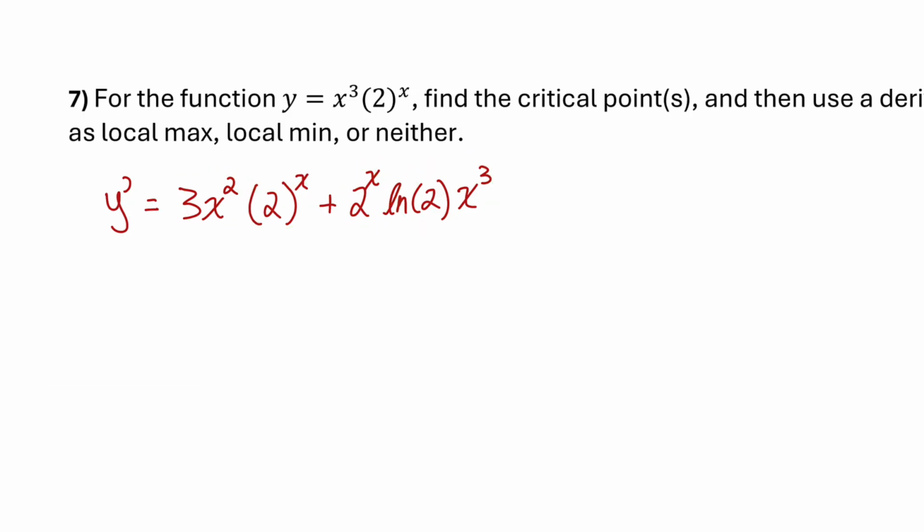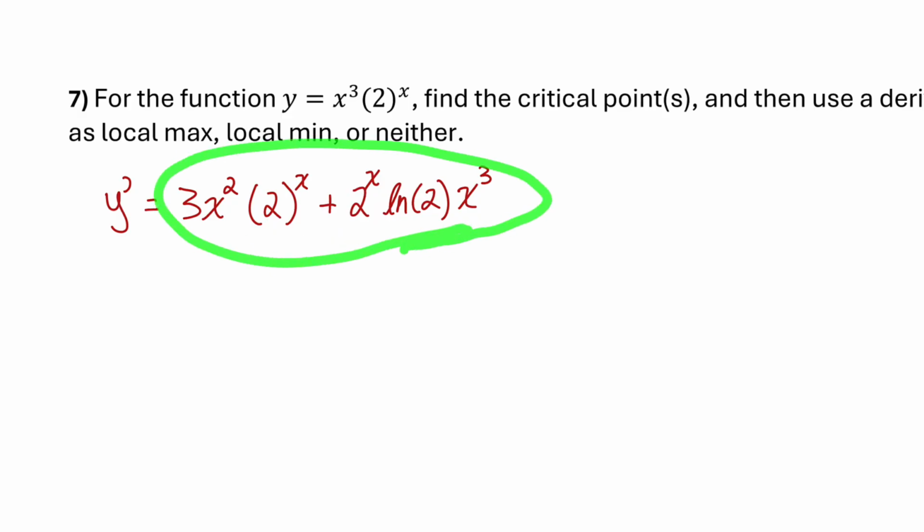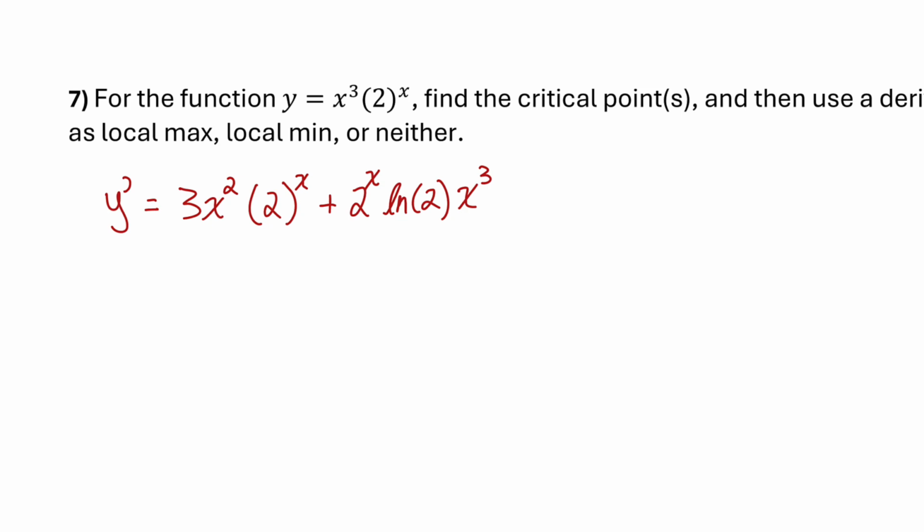And now a critical point would be at an x value that makes this derivative either 0 or undefined. Well, this function is defined for all real values of x, so it can't be undefined, but it could be 0. So I'll set it to 0, and I'll try and solve for what value of x makes it be 0. And if we want to know when something is equal to 0, we should get it into factored form.